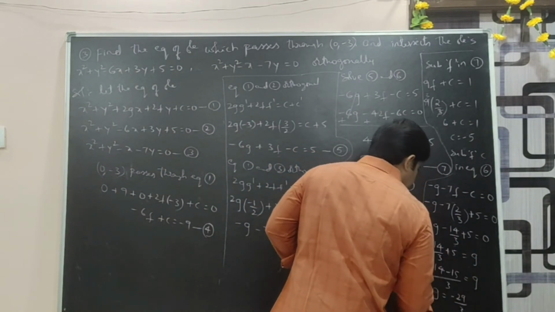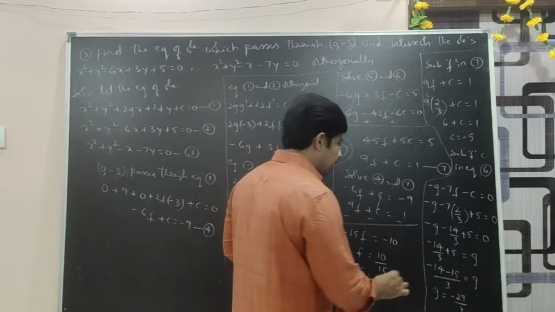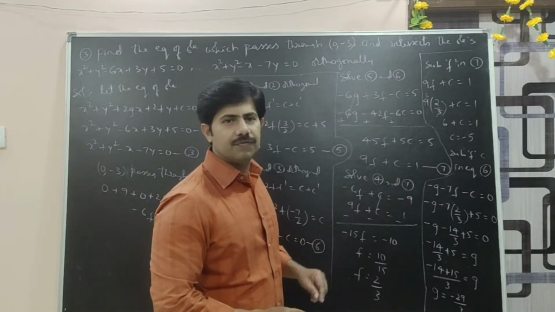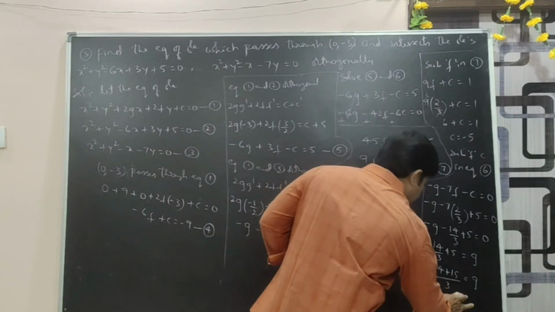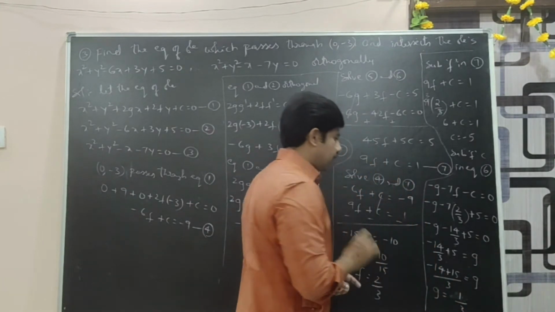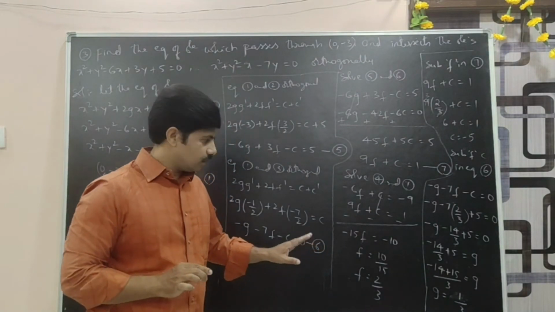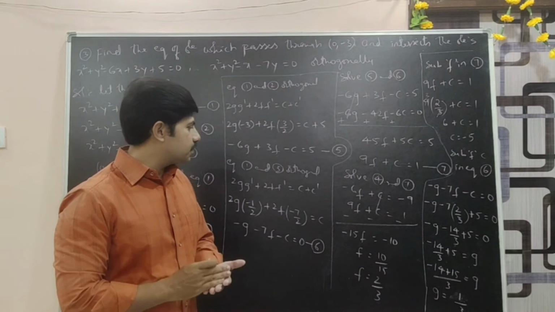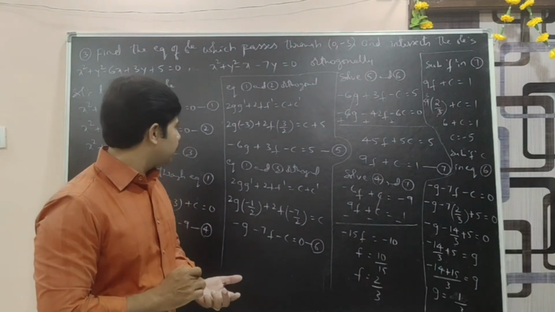Plus 5 we'll get. Okay, so here we'll get plus 15, right? Then 15 minus 14 is clearly 1 by 3, right? So the g value is, this is the exact value, 1 by 3. So please substitute the g, f and c values.